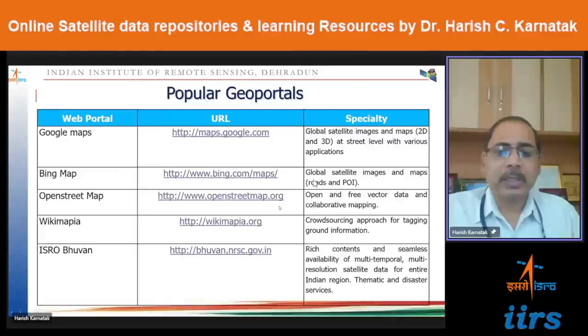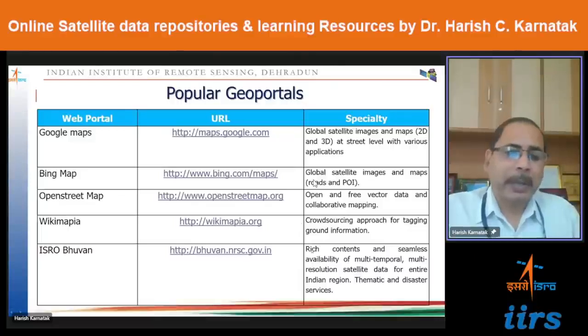Then OpenStreetMap. This is a very, very interesting website. You can download the maps of the entire world on 1:10,000 scale, as original data, free of cost. It's basically a project initiated by a gentleman from the UK called Steve Coast in 2004. And today you can see that a lot of data related to your locality is available free of cost here.